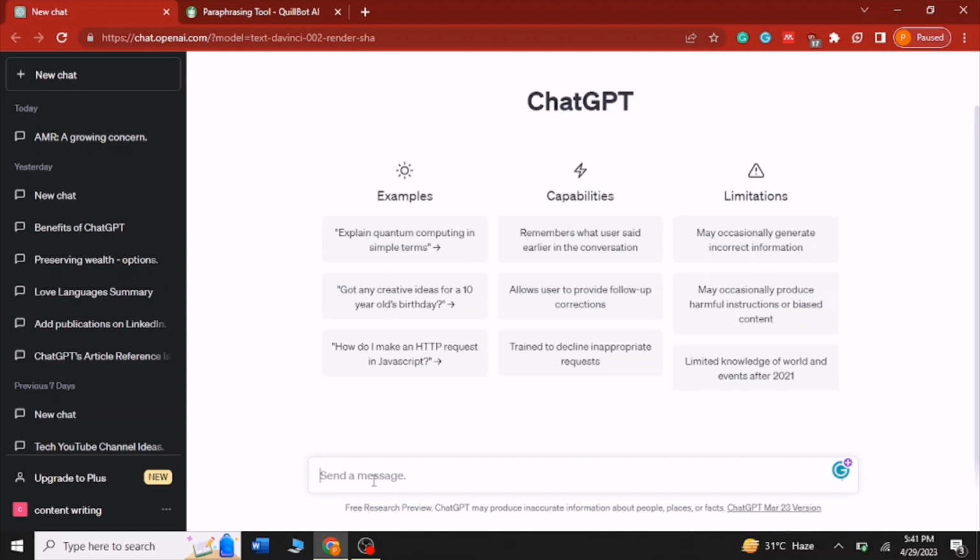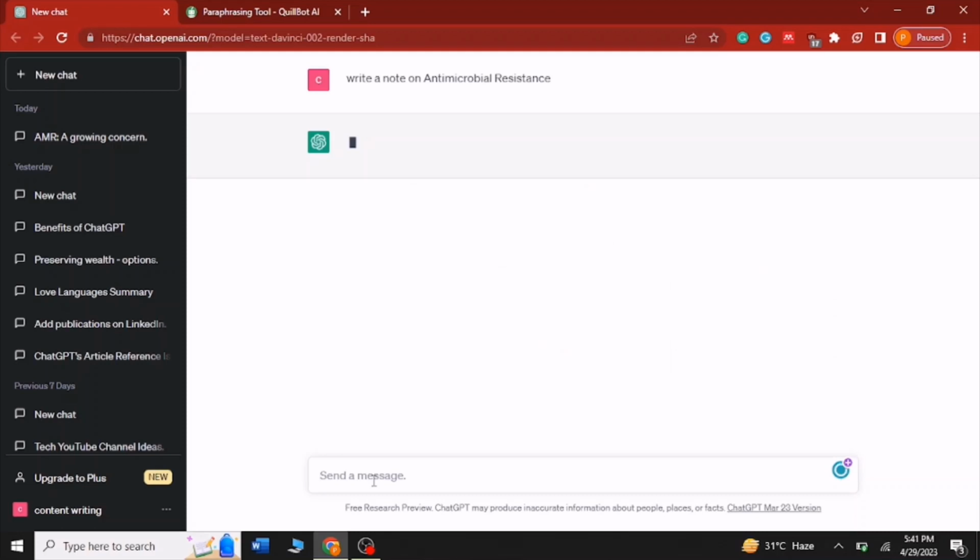What is the possible way to detect that an assignment or the thesis is written by ChatGPT? And secondly, I am going to discuss how to avoid plagiarism of the text which is written by ChatGPT, and I am going to show you practically.